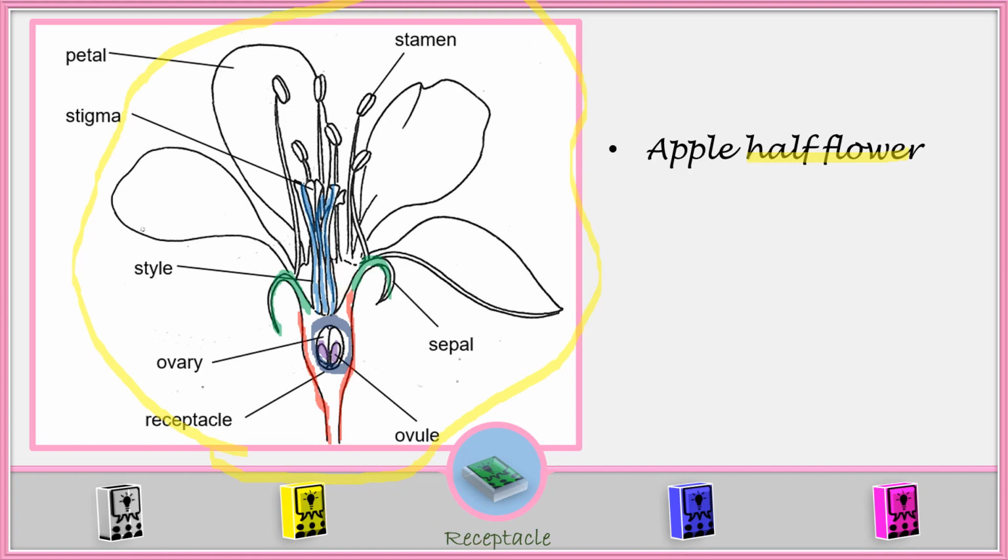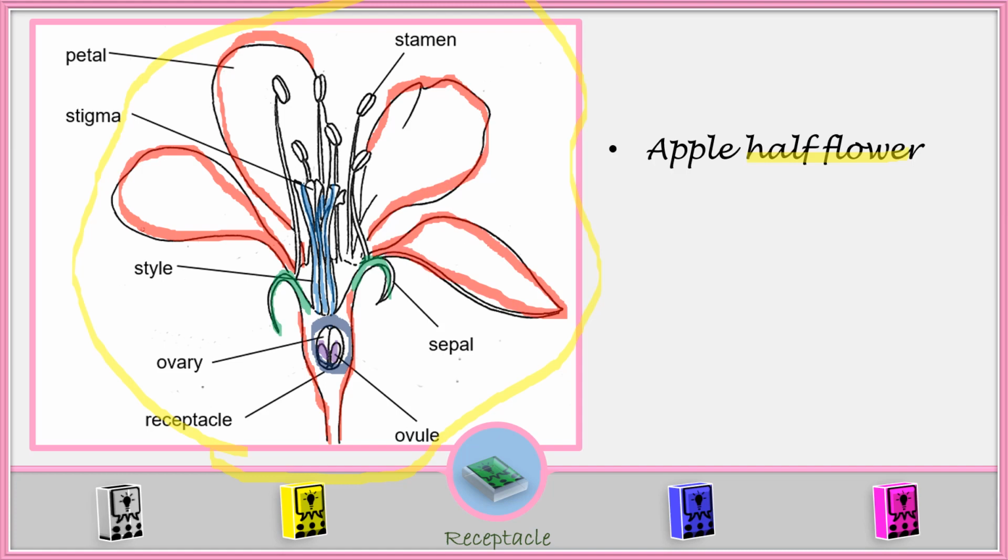Now we have the petals. You can see our petals are these ones that are coming out. Those are our petals. We have the other petals this side. All those ones we call the petals. When you look at them, you will see that they are on top of the receptacle. They are above the receptacle. They are inside the sepals.